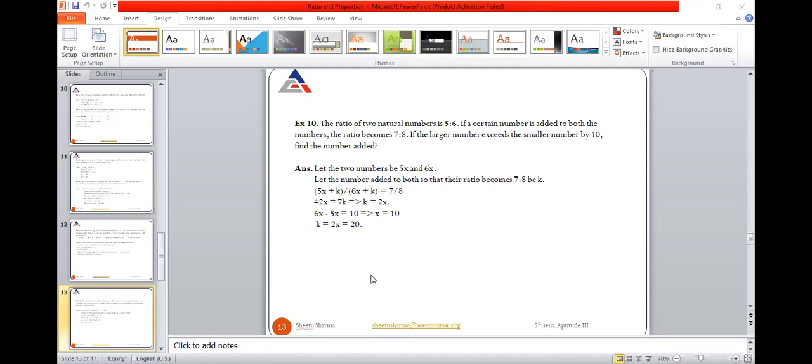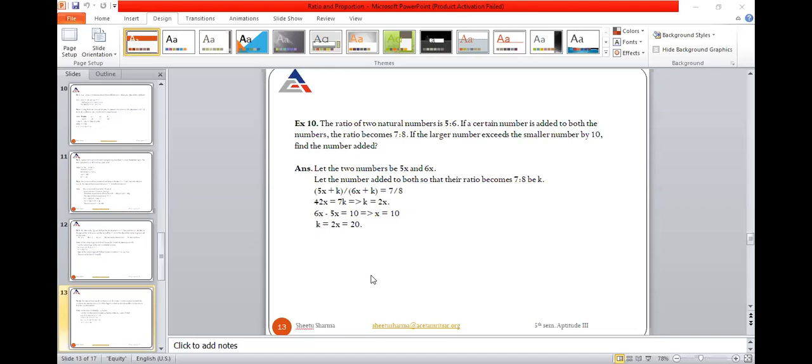ठीक है? क्या दिया हुआ बेटा? The ratio of two numbers is 5:6. If the ratio of two numbers is 5:6, let the numbers be 5x and 6x. After that, if a certain number is added to both the numbers, let the number be k. The ratio becomes 7:8. So what will be the ratios? (5x plus k) divided by (6x plus k) equals 7/8. Solving this, we will get the value of k as 2x.